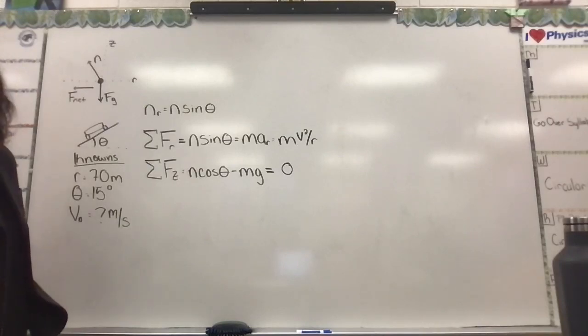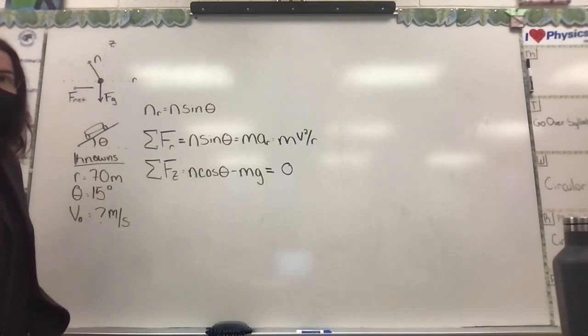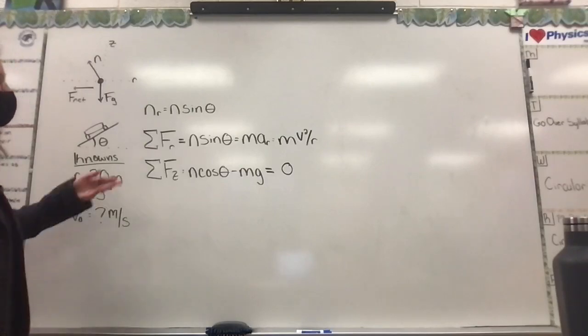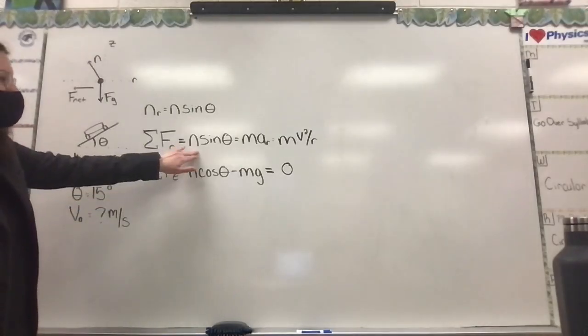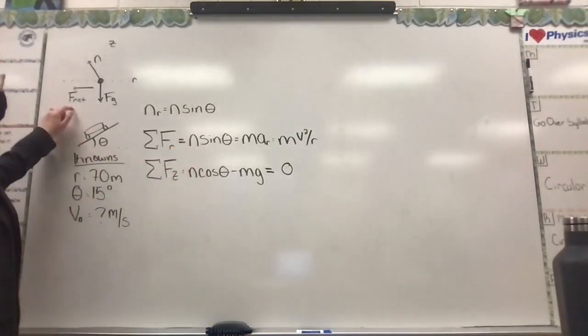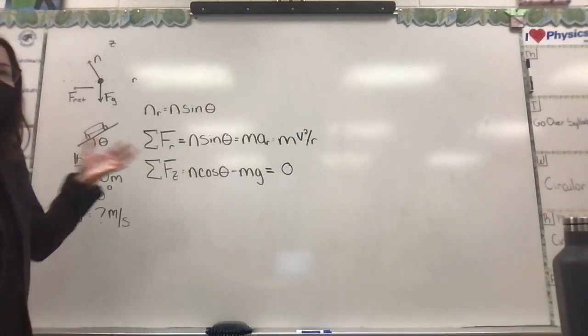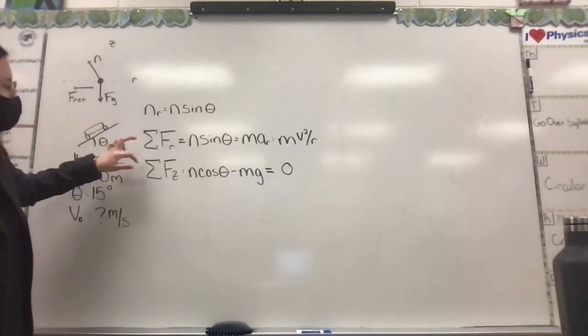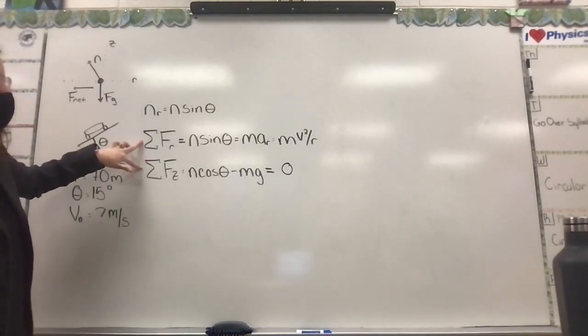We need to figure out what? What about the N? We don't have friction. Do we want to know what the normal force is? Yeah, because we already know what theta is, right? What's theta? 15 degrees, okay? But we don't know what n is. If we know what n is, we can solve for like a net force. We can sort of figure out a little bit more of what's going on in this problem, okay? So which one of these two are we going to be able to use to solve for n?